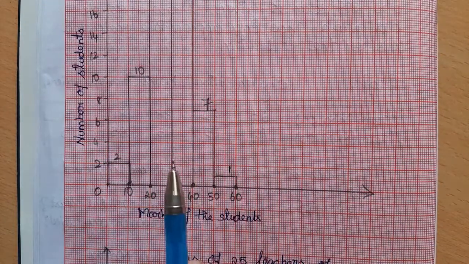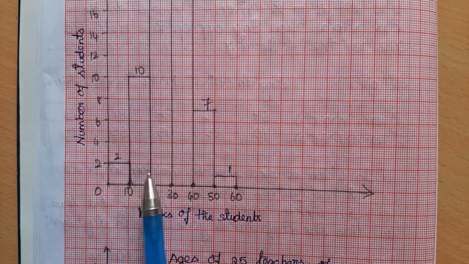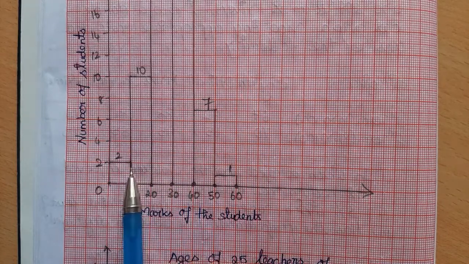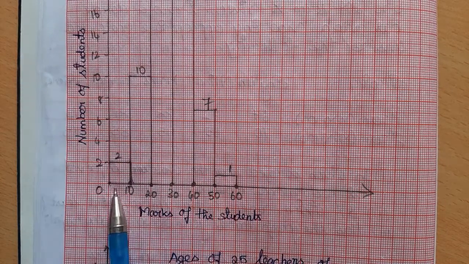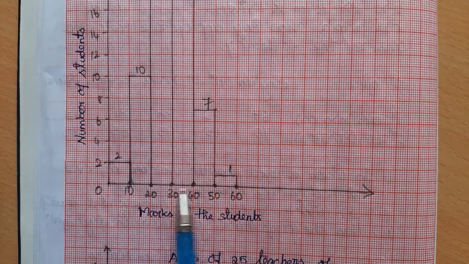And one thing you can notice: in the bar graph there will be a gap between each bar. Here there is no gap, since it is continuous, right? Here the class intervals are continuous.